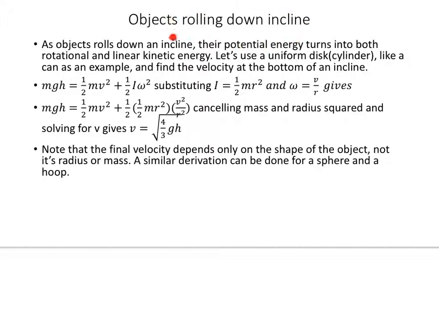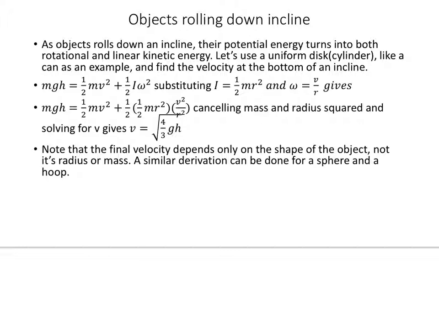Objects rolling down inclines. Okay, so as an object rolls down an incline, it's going to lose potential energy, but that potential energy is going to turn into both rotational and linear kinetic energy. So let's use a uniform disk or a cylinder as an example and get an expression for what the velocity would be at the bottom of the incline. So we start off by setting mgh, the potential energy, equal to the kinetic energy, 1/2 mv squared, and the rotational kinetic energy, 1/2 Iω squared.